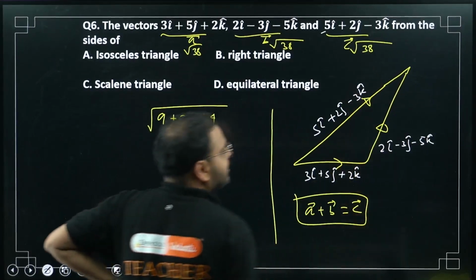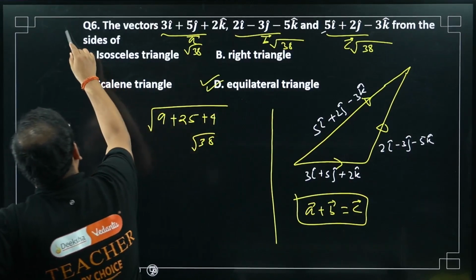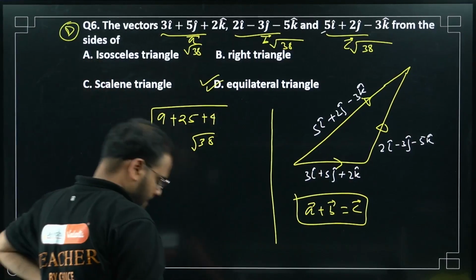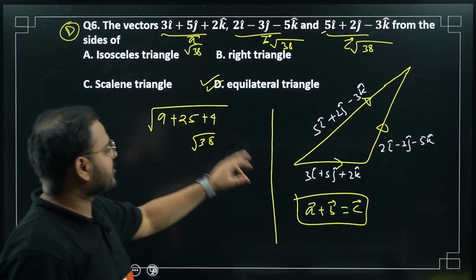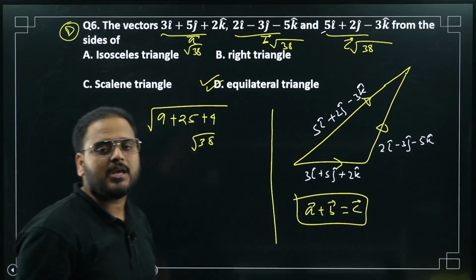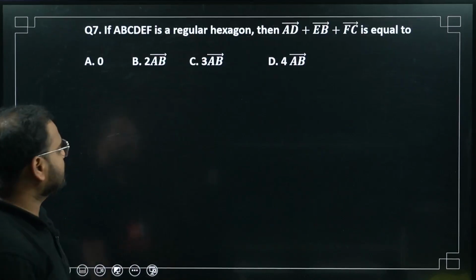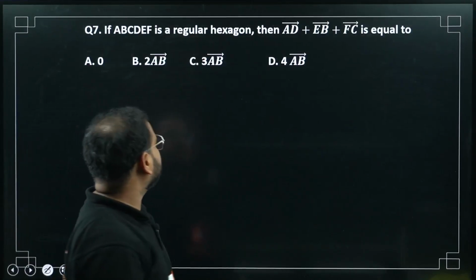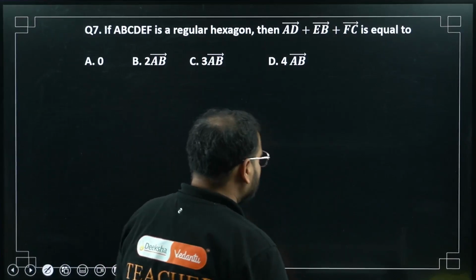So all sides are equal. Okay, in this case, option number D is correct. Option number D is correct. Okay, root 38. Equilateral triangle. Triangle we proved. Sides are equal means equilateral triangle. Moving on from question number 6 to question number 7. ABCDEF is a regular hexagon. Regular hexagon means all sides equal.